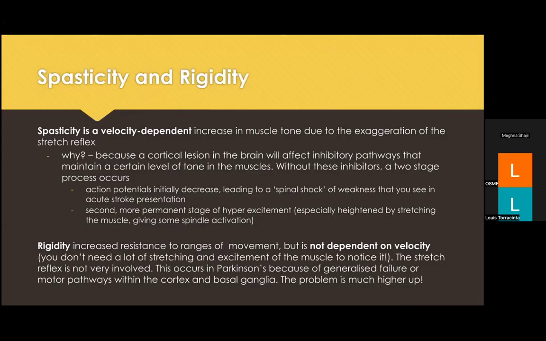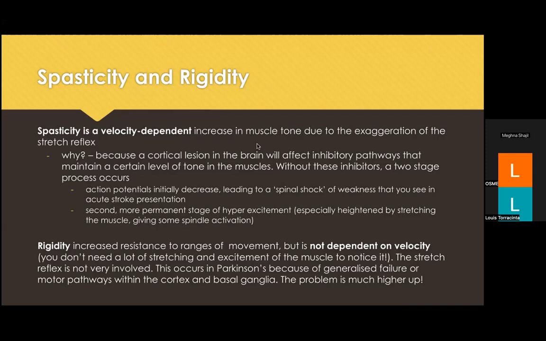Importantly, spasticity and rigidity are two terms that are used quite a lot in neurology and quite a lot in your questions. And it's really important to understand the difference because they feel like they mean similar things, but they mean different things. So spasticity is a velocity dependent increase in muscle tone due to the exaggeration of the stretch reflex. That's to say, the more you're making that movement, you will get more and more spasticity.